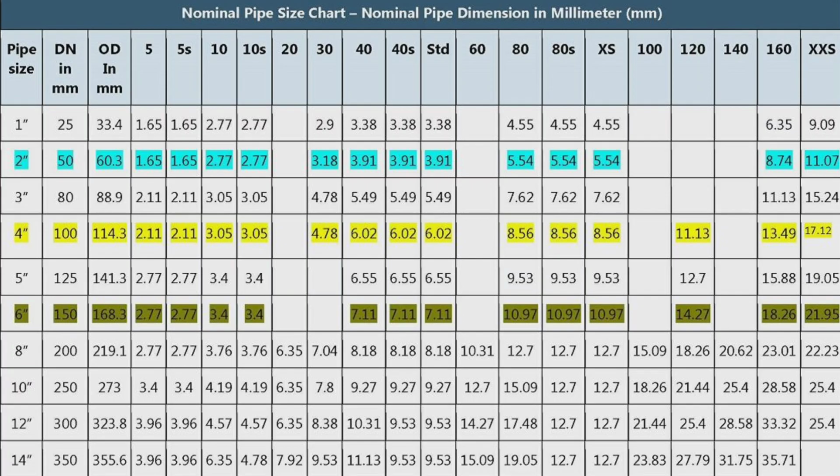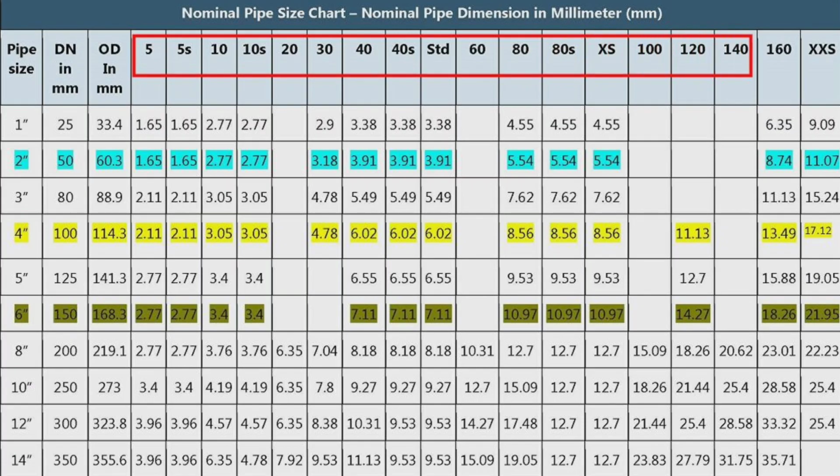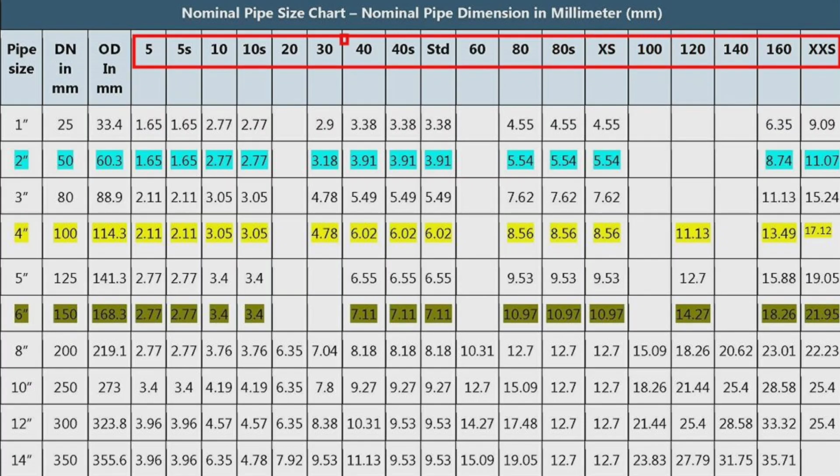Let's look at the pipe dimension chart. In use today are the following pipe schedules: 5, 5S, 10, 10S, 20, 30, 40, 40S, 60, 80, 80S, 100, 120, 140, 160, STD, XS, and XXS. SCH 40 is the most popular pipe schedule.